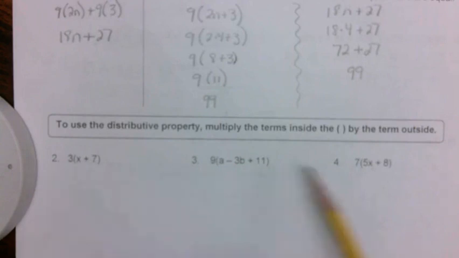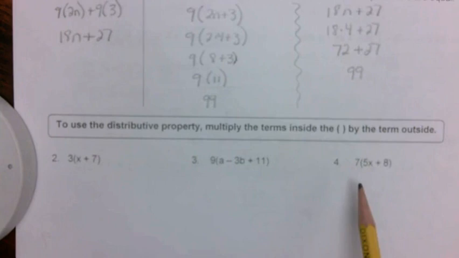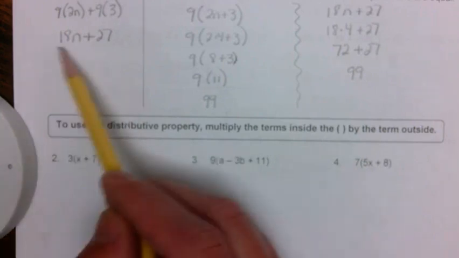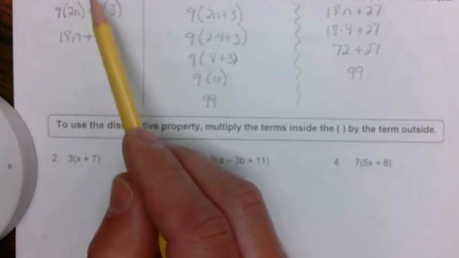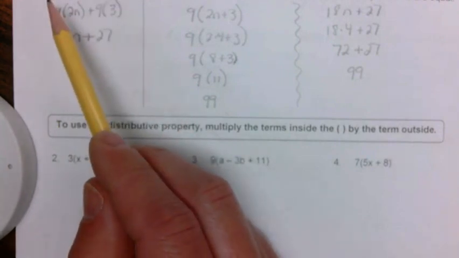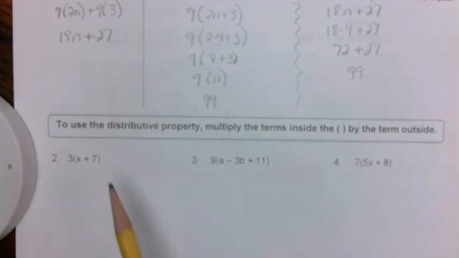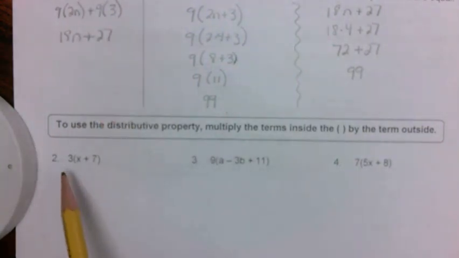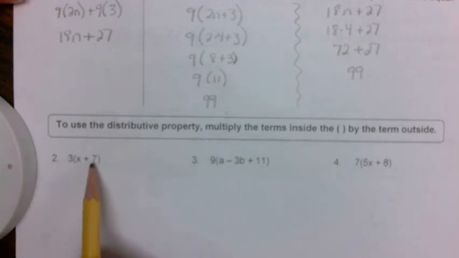In examples 2 through 4, what we're going to do is take each algebraic expression and use the distributive property to generate an equivalent algebraic expression, similar to what we did up here. Okay, so again, we're going to take the number that's on the outside and multiply it by each term that's on the inside for each one of these examples. So starting with example number 2, we have 3 multiplying x plus 7 in the parentheses.